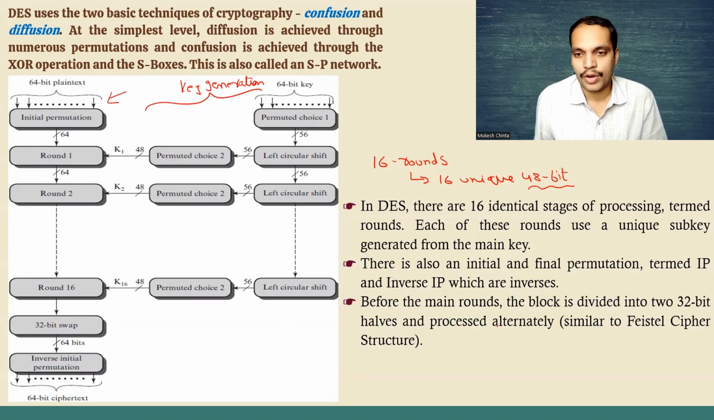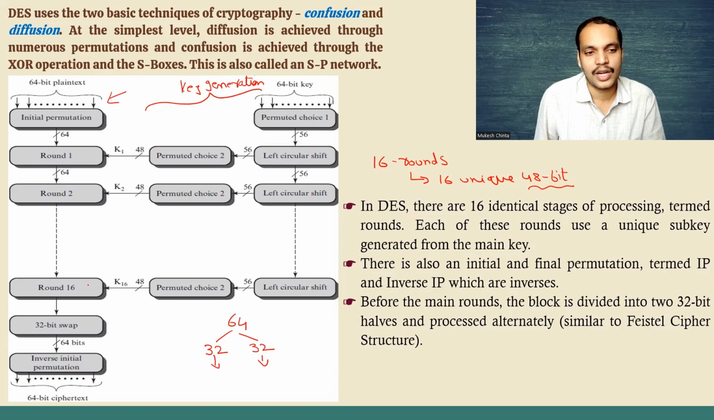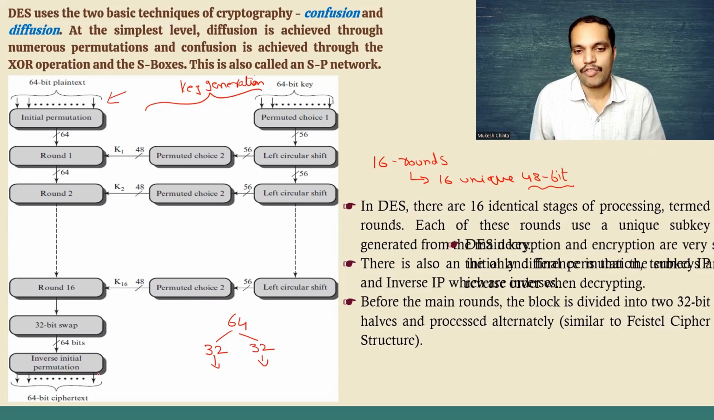Before the main rounds, the block is divided into two 32-bit halves and processed alternately, similar to the Feistel cipher structure, which means that once you take the 64-bit plain text, you divide it into two halves, left and right. So 32 bits each, and you start processing on each half of this block. We continue the same structure till the end, the same kind of operations.